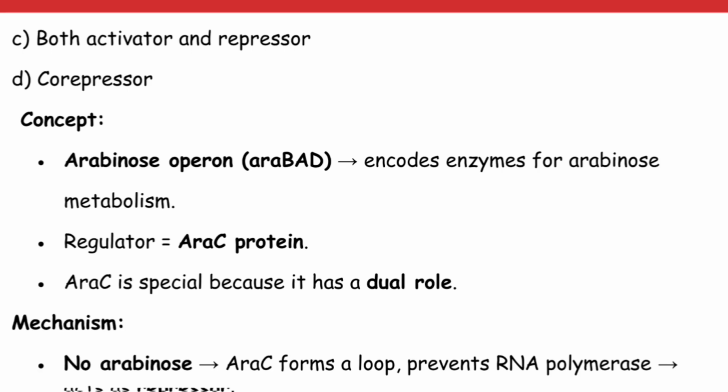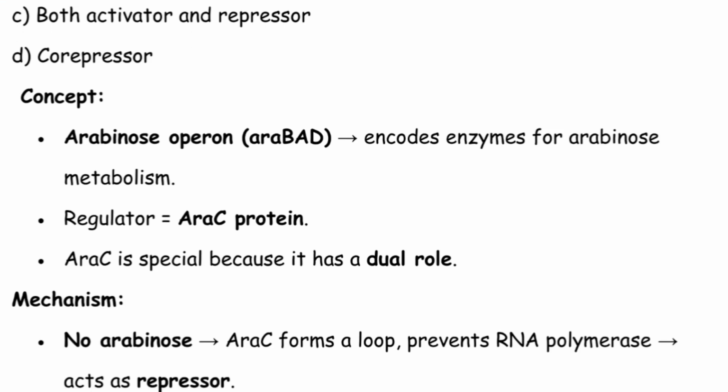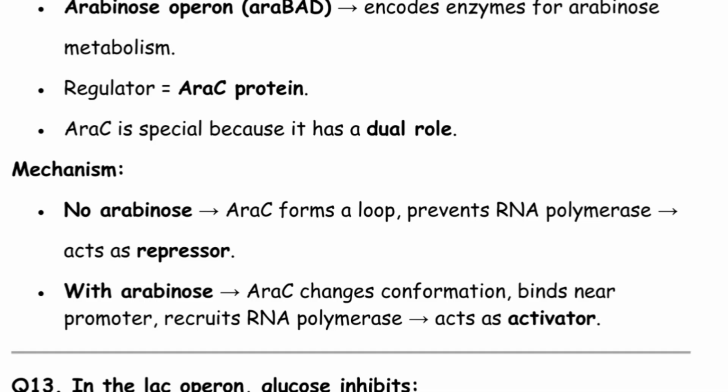The arabinose operon has araBAD, which encodes enzymes for arabinose metabolism. The regulator here is the AraC protein. Now AraC is special because it has a dual role. When there is no arabinose, AraC forms a loop and prevents RNA polymerase binding. This way, it acts as a repressor. Now when arabinose is present, AraC changes conformation. It binds near the promoter and recruits RNA polymerase. This way it acts as an activator.